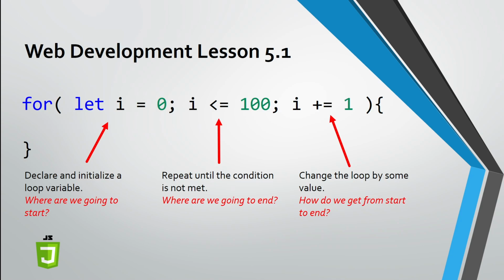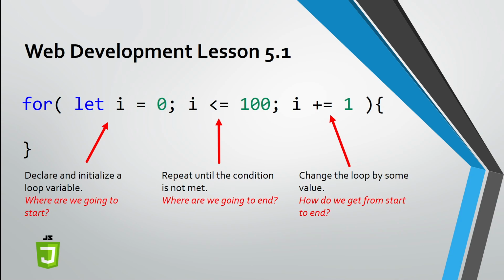A for loop is definitely one of the more complex instructions in programming because it requires an understanding of three components. The first one being what's called the loop variable. It also serves as the starting point for our iteration that our loop is going to go through.